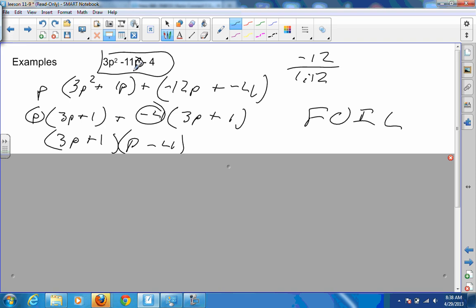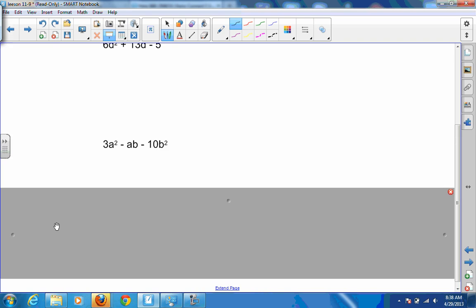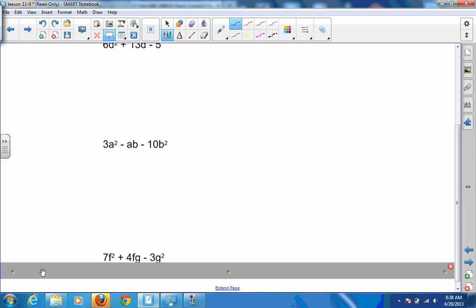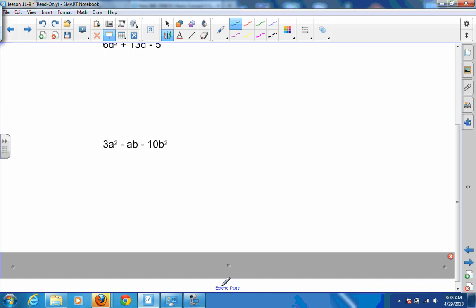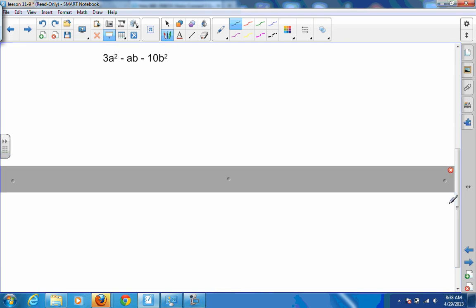All right, last example that I'm going to go through. I'm going to skip through a couple and go to this one here, 3a squared. This is different because we have an ab, but the same process applies. Take the last 2 terms, remember this is negative, and multiply them together: 3 times negative 10 gives me negative 30.